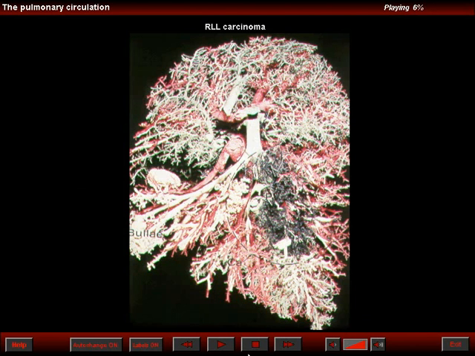This is a patient with a carcinoma of the right lower lobe. Note an area of bullous emphysema in the left side of the slide, and the dark gray vessels represent increased bronchial arteries supplying the tumor. Primary and secondary malignancies of the lung are supplied by the bronchial arteries.